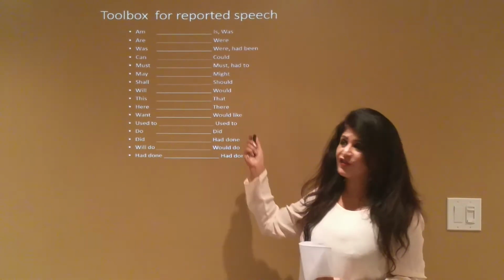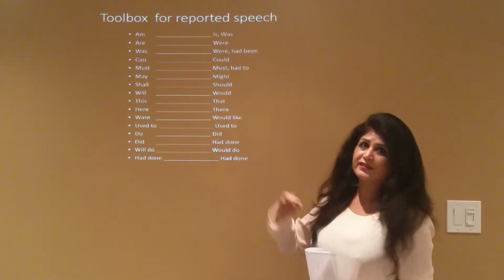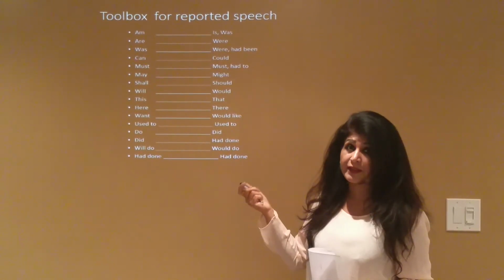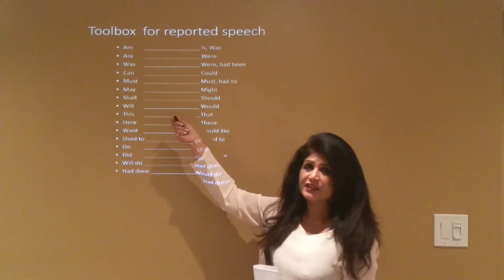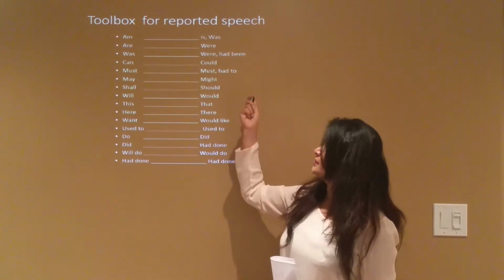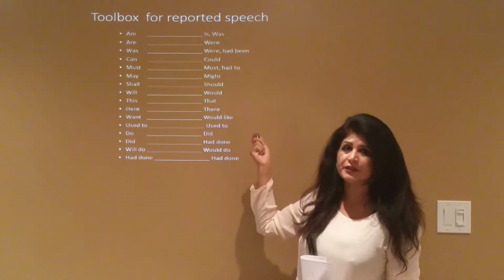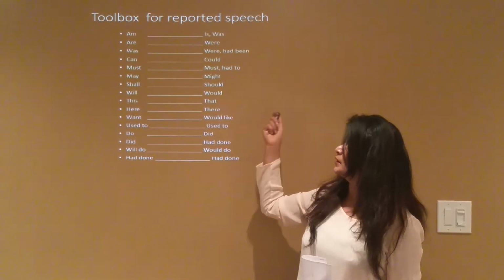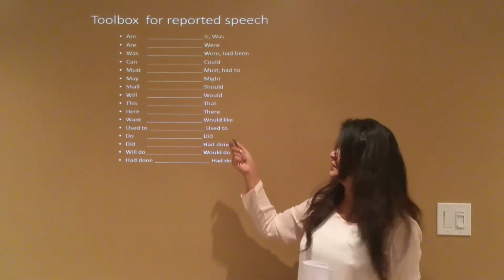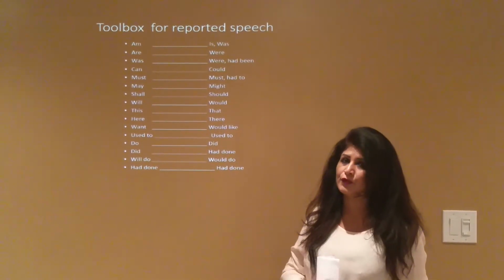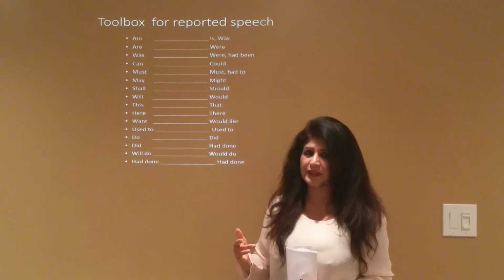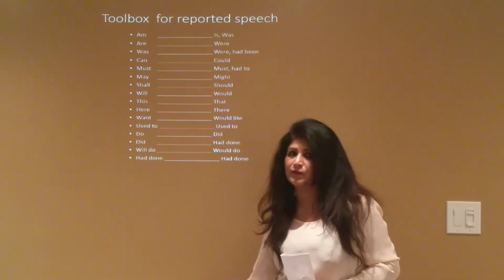Here we have this chart in the class, and this is there for quick help. You can see this toolbox. We have certain words like am is changed into was, are is changed into were, was into were, or had been, can into could, must into must, had to, and so on and so forth. So while you are converting sentences, please take help from the chart.